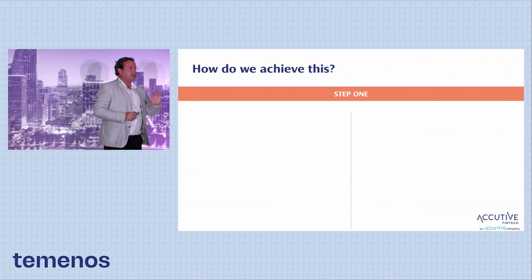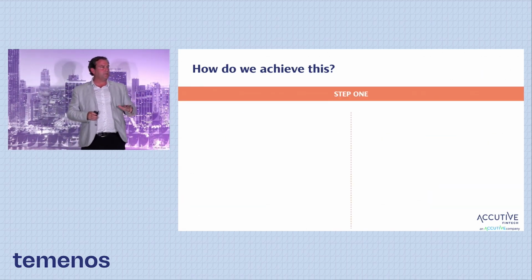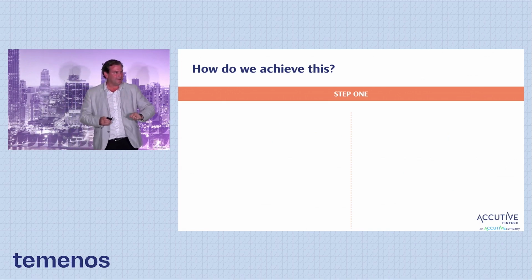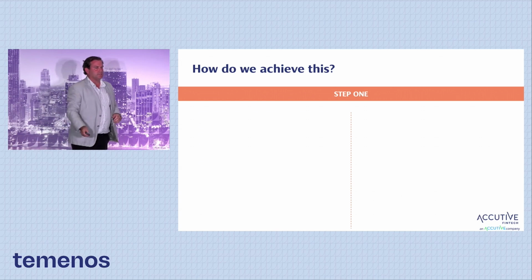Okay, so I've got 5 steps I'm going to go through and then give you 4 things to take away. So if you can't remember the 5, remember the 4. But the 4 are easy, all right? And they're the ones you write down. Okay, so step 1, how do we achieve this?